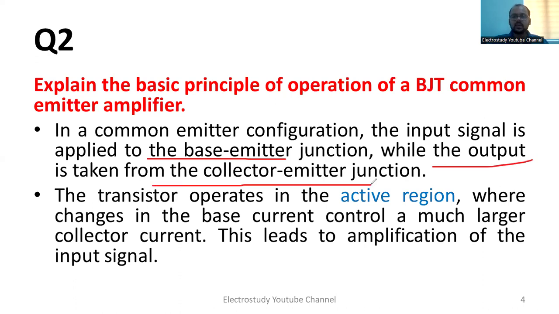You might have studied basic electronics, correct? The transistor operates in the active region. There are three regions: cutoff region, active region, saturation region. If you go for this common emitter configuration, the BJT operates in the active region. The peculiarity is that changes in the base current control the much larger collector current. The control strategy you have to remember. And it also leads to amplification of the input signal. So that is what exactly this particular question focuses on. Let's move on to another question. Kindly make a note of this.